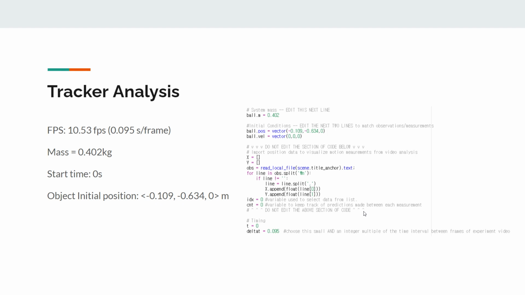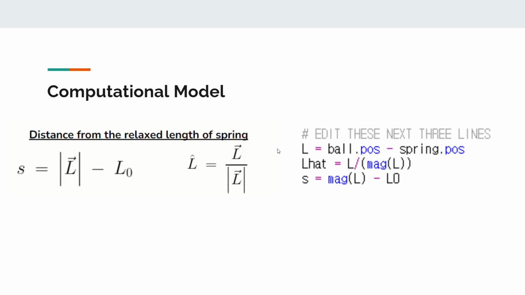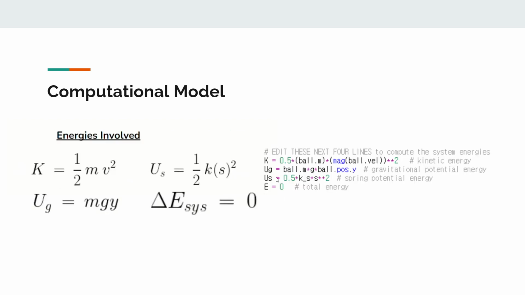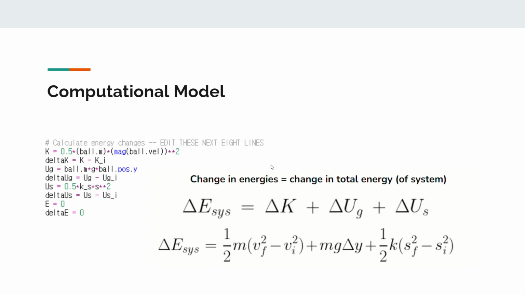And these values are reflected in the code as so: the ball's mass, ball's position, and delta t. This is how the gravitational constant is set to 9.8, and the spring constant and the relaxed length of the spring are edited according to the pre-lecture video. Distance from the relaxed length of the spring, energies involved, net force, velocity update, position update formula, and finally change in energies are reflected in the code as well.